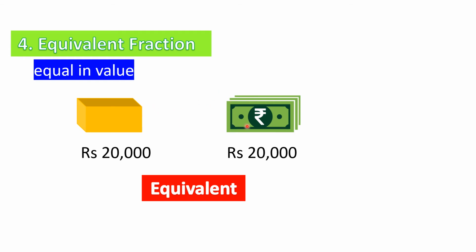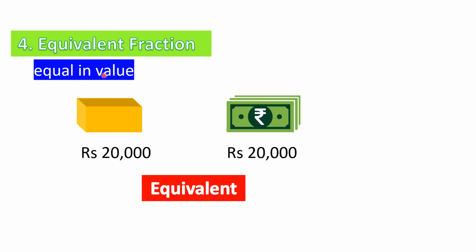Why? Because their values are the same, but they are different. So that is what equivalent means. Equivalent means equal in value, but they are different. The values are equal, 20,000, 20,000, but their physical forms are not equal, which means they look different. They are different, but their values are the same. So what did I say? Equivalent means equal in value.